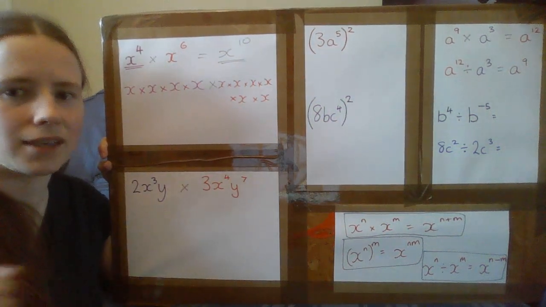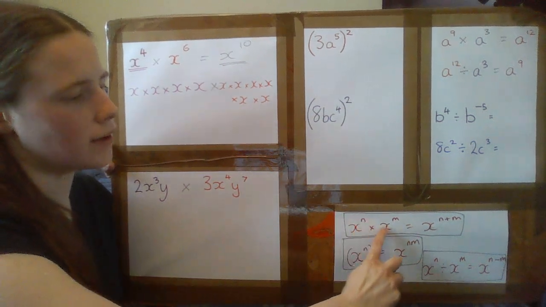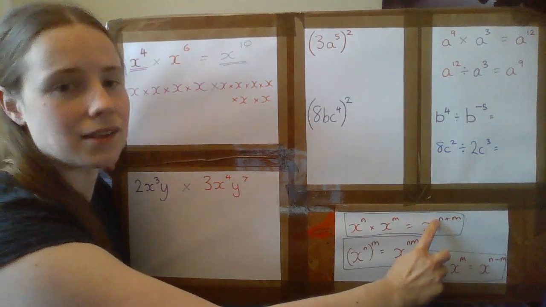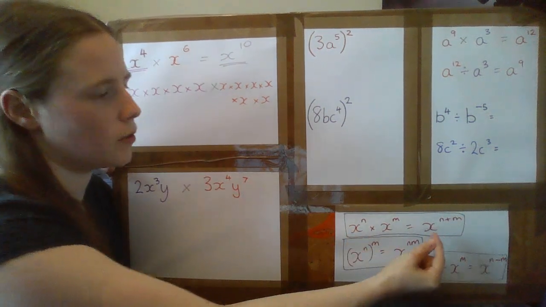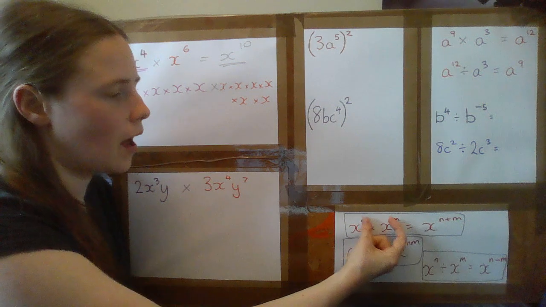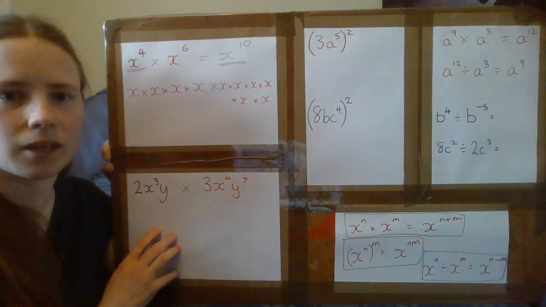The rule for that is x to the power of n times x to the m equals x to the n plus m. As long as the two bases are the same, you get the same base on the end, and then the powers just get added together, okay?